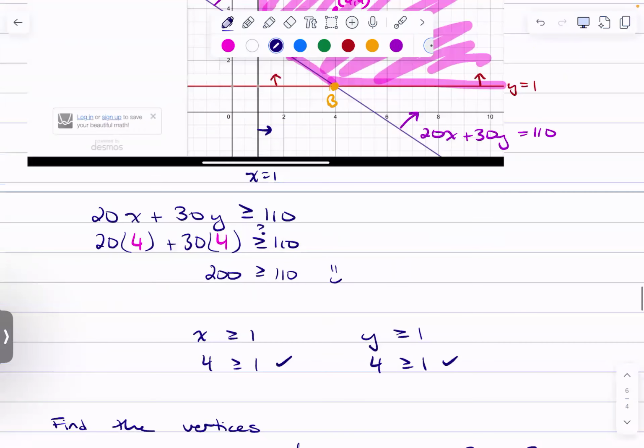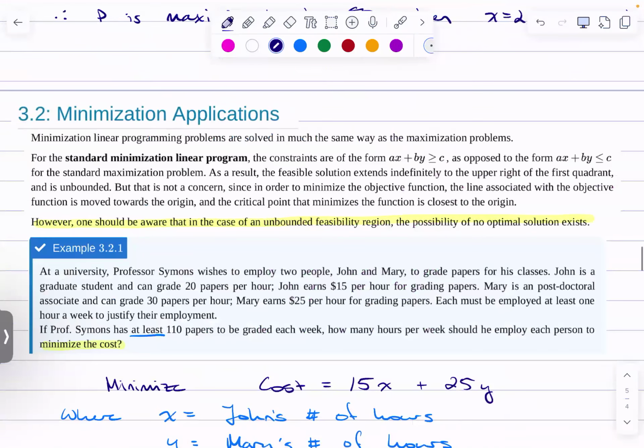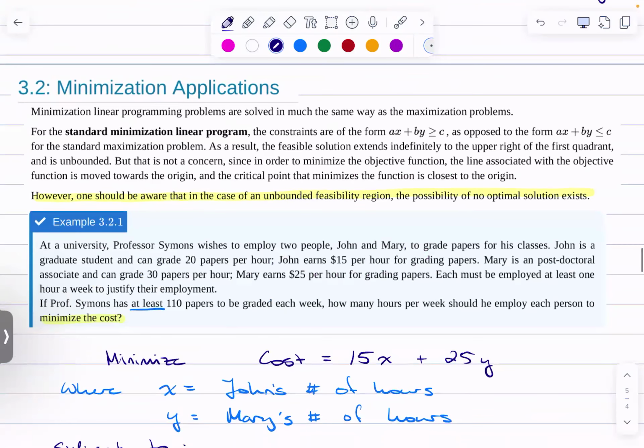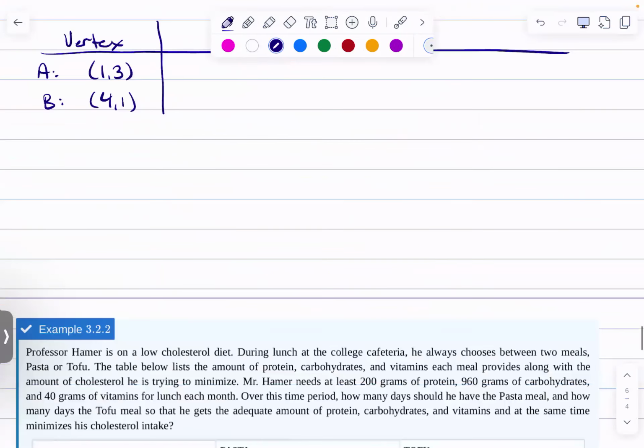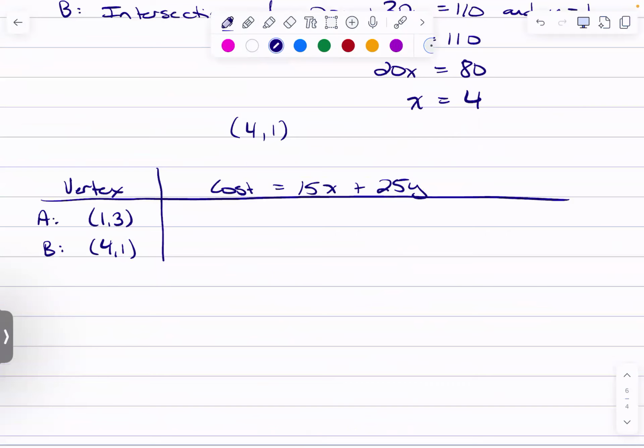Is it 15? I thought he could do more. Oh no, it's the cost. Okay, yeah, sorry.